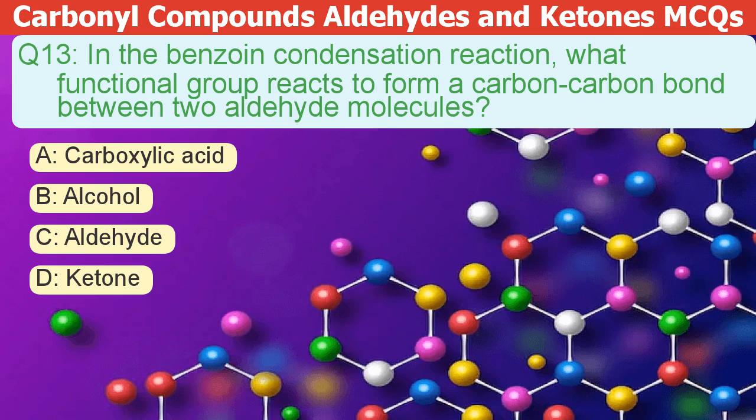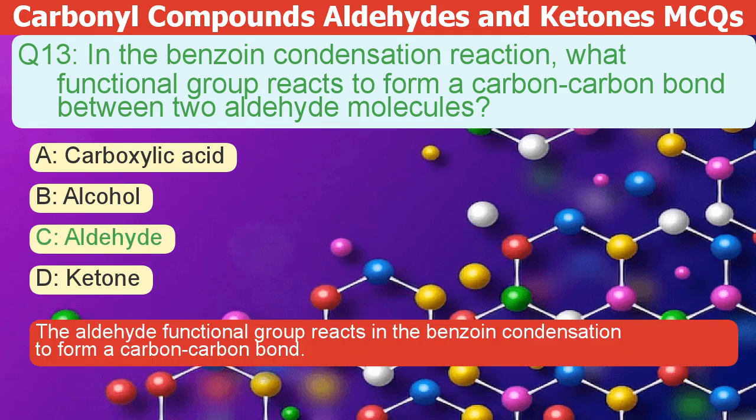In the benzoin condensation reaction, what functional group reacts to form a carbon-carbon bond between two aldehyde molecules? A. Carboxylic acid. B. Alcohol. C. Aldehyde. D. Ketone. The correct answer is C. The aldehyde functional group reacts in the benzoin condensation to form a carbon-carbon bond.